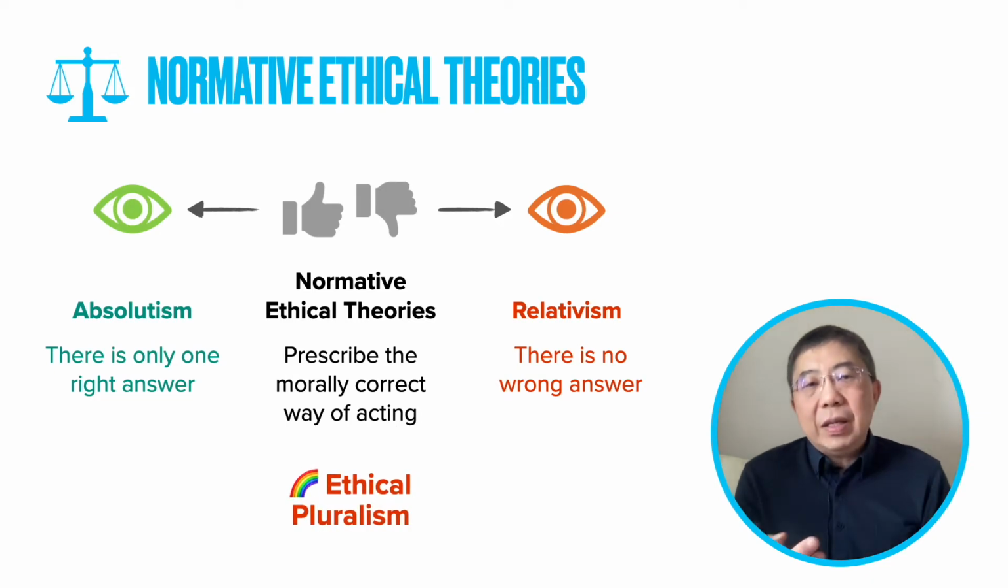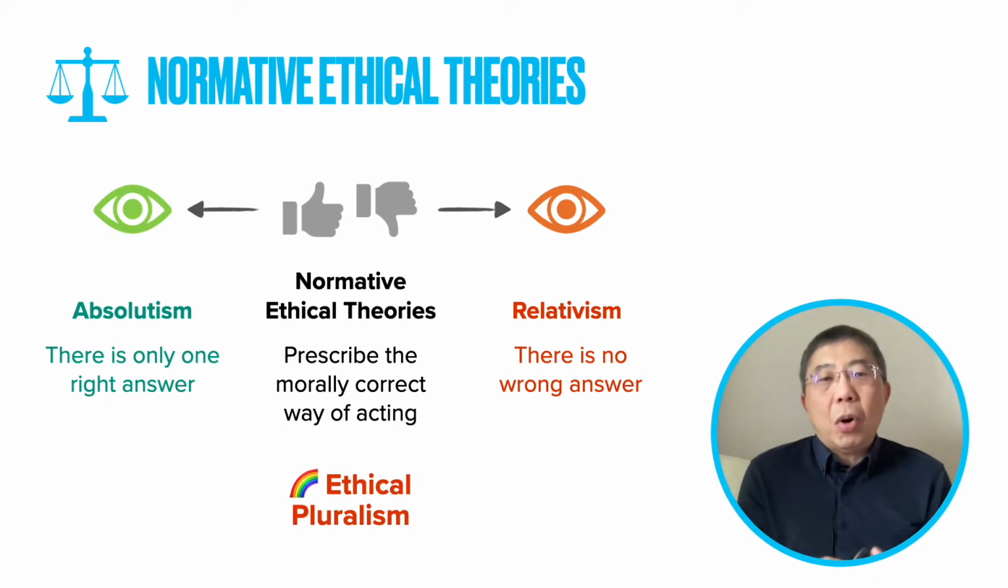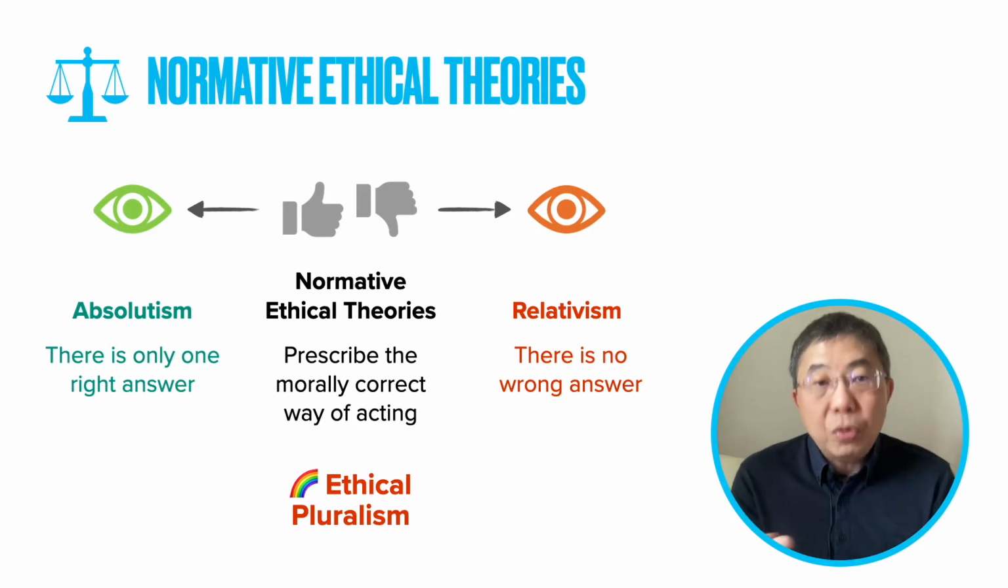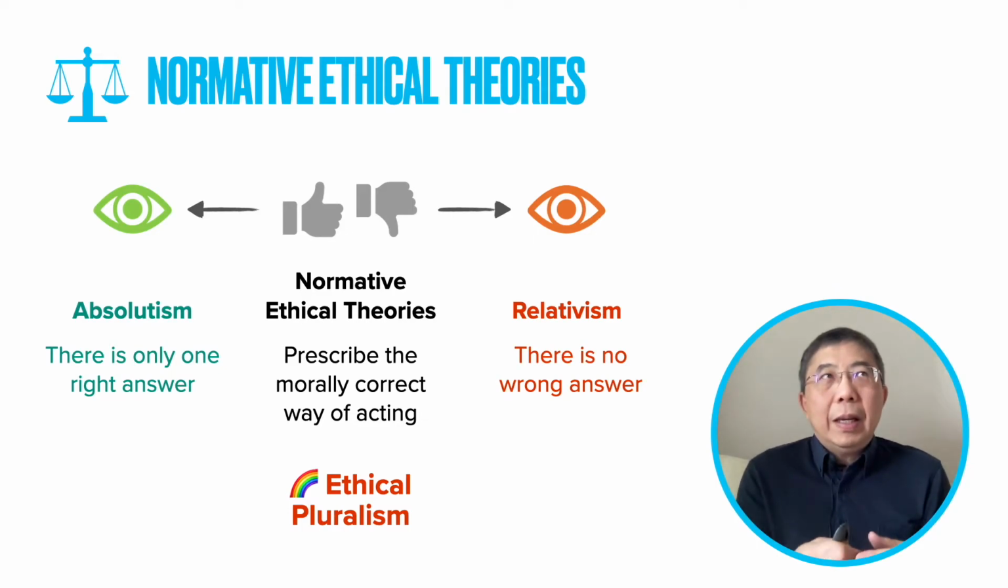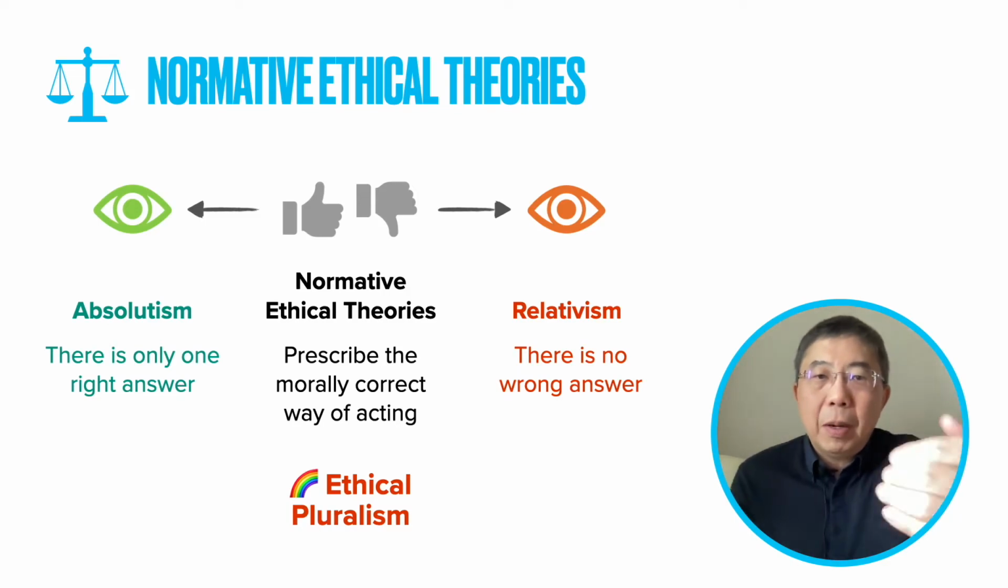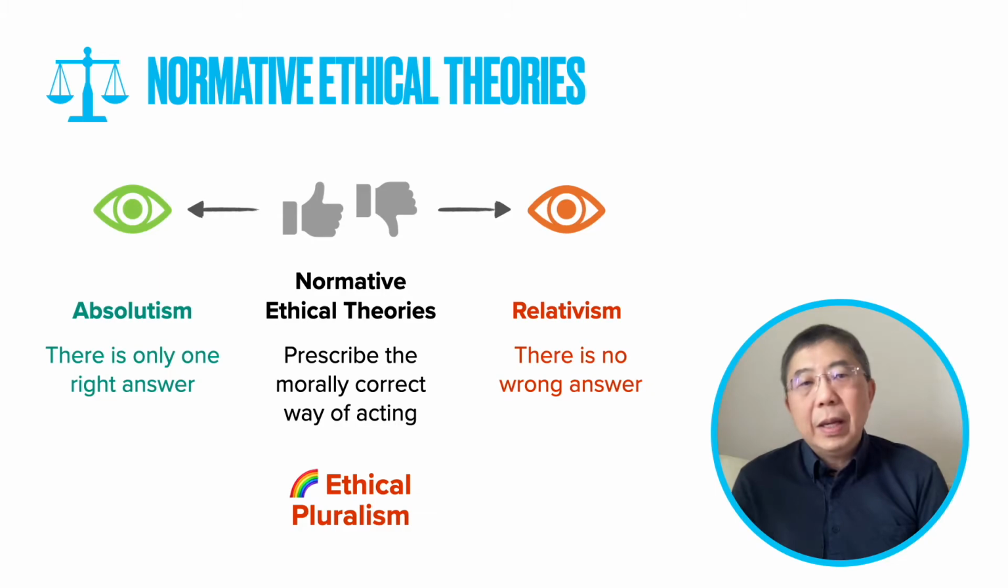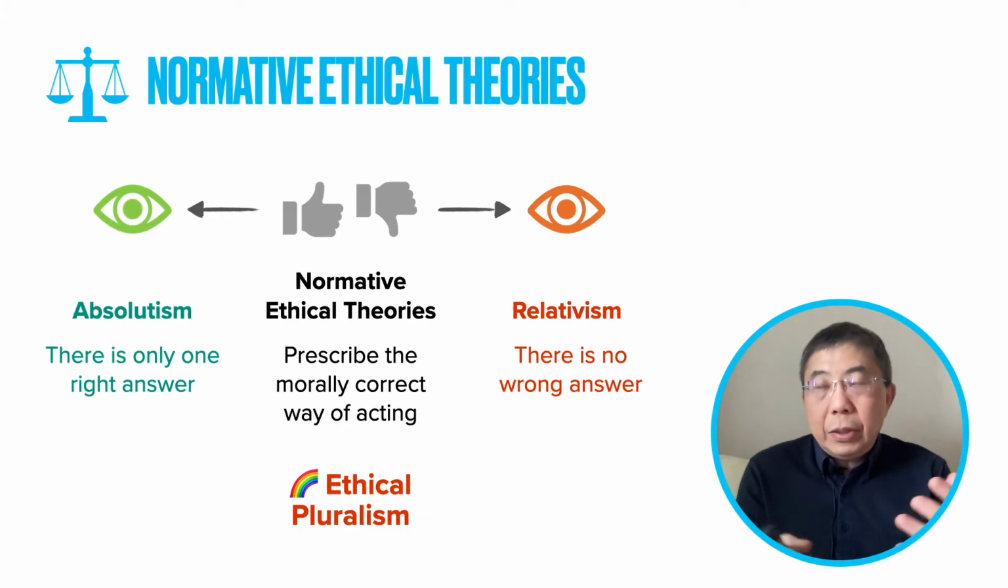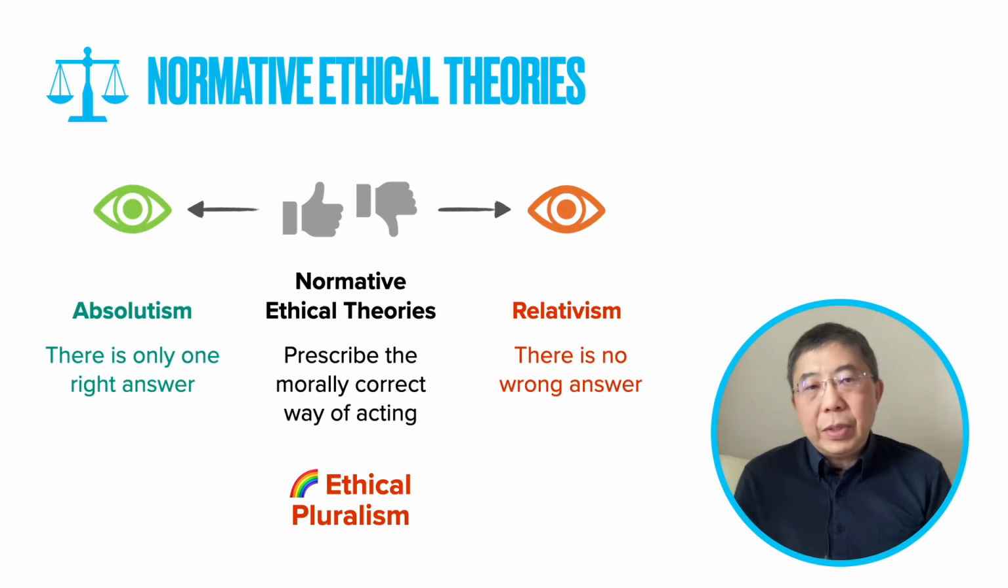So what we have is a middle ground, which we call ethical pluralism, which is essentially an ethical theory that takes the perspective that you may need to look at things from different points of view. Different theories can tell you different aspects of what to do. So you adopt a little bit of each of these theories. Okay, so that is what we mean by normative ethical theories. And for the purposes of this course, we will be adopting an ethical pluralism perspective.